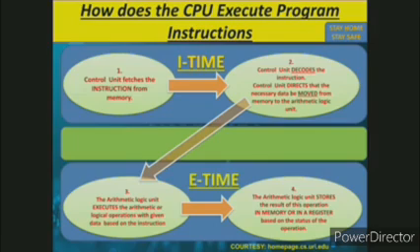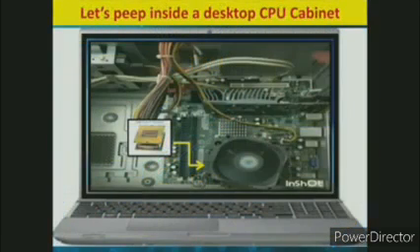Now if I combine I time and E time, what do you get? You get a machine cycle, which is going to tell you about the state of a processor.